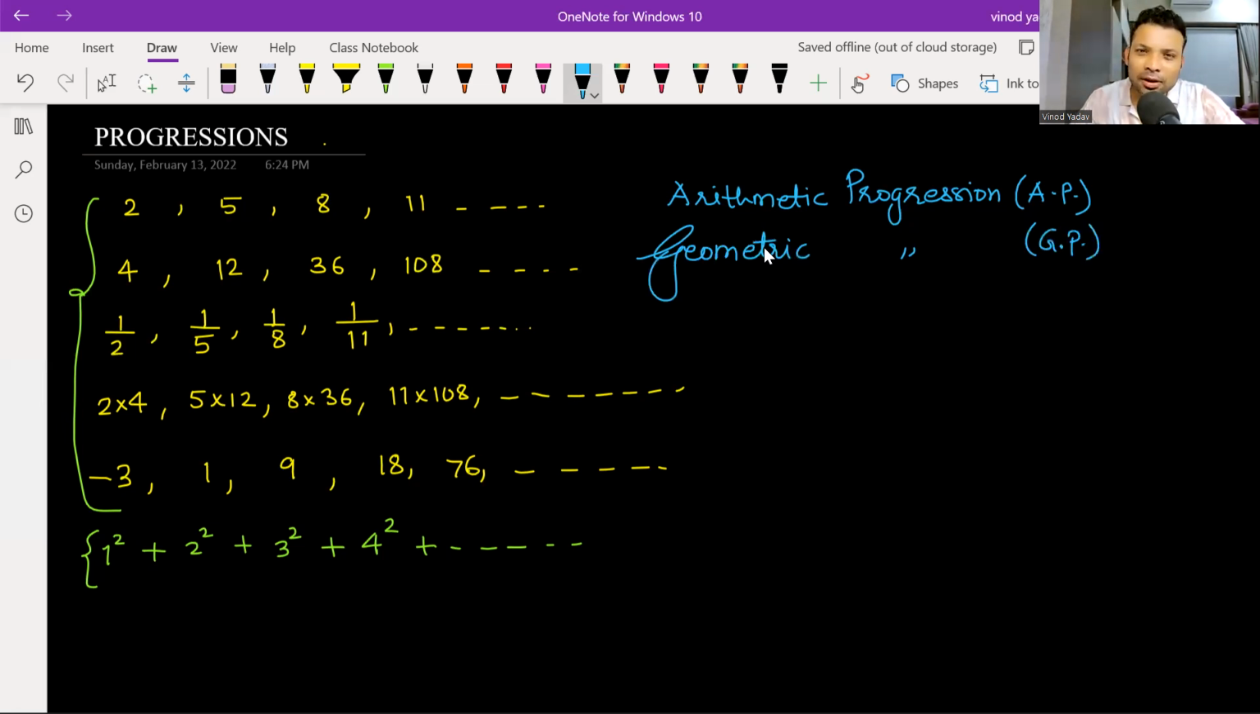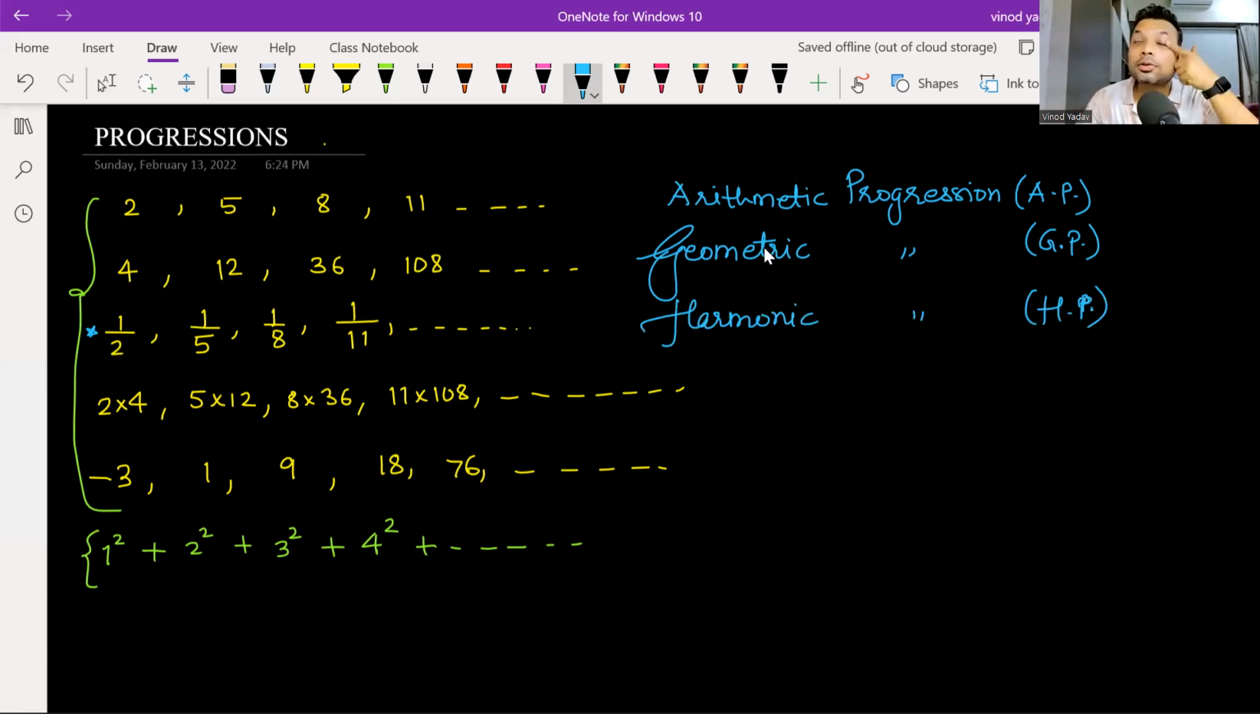Third one, now here the pattern is like that. If you take the reciprocal of all the terms present in this third sequence, I get an AP. The reciprocal of 1 by 2 is 2, the reciprocal of 1 by 5 is 5, the reciprocal of 1 by 8 is 8, and so on. So the reciprocals of all these terms form an AP. Such progressions are called harmonic progression, short form HP. You have heard it many times.